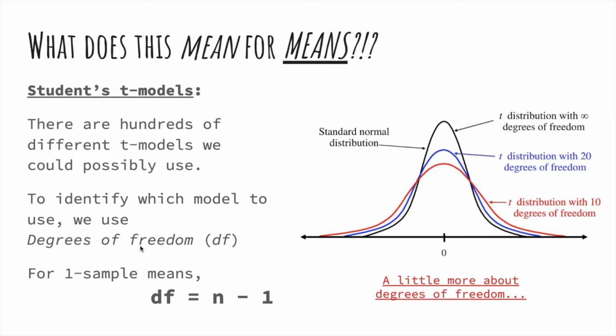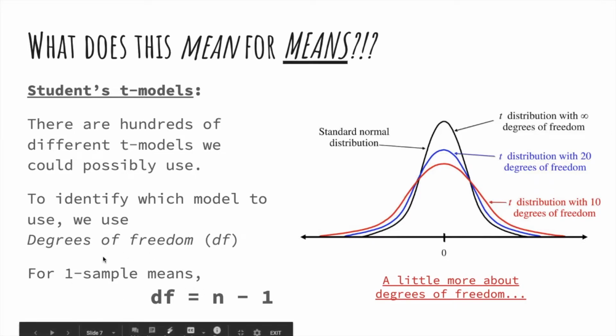I could spend probably a whole day or more talking about degrees of freedom and what it means, but also how or why we use it in problems like this, but we just don't have time for that. So just know that degrees of freedom is related to sample size, and it's how we identify which t-model or t-distribution we're going to use.